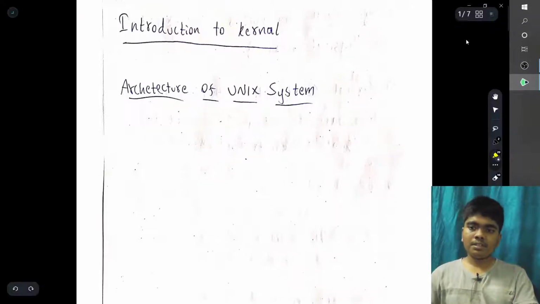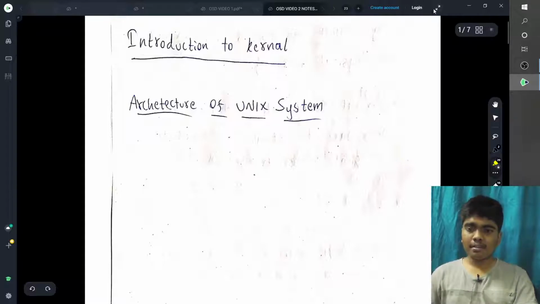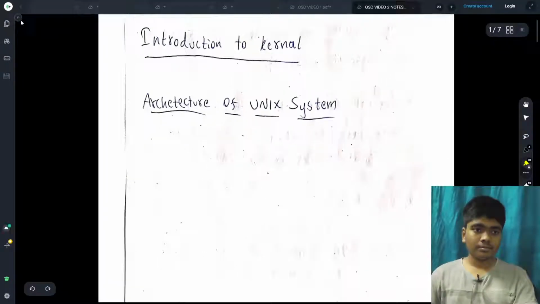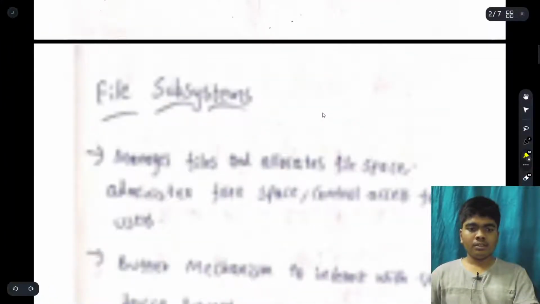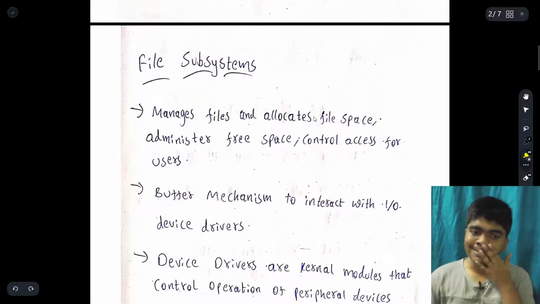So again we will get back to the content. Now here we can see the file subsystems.